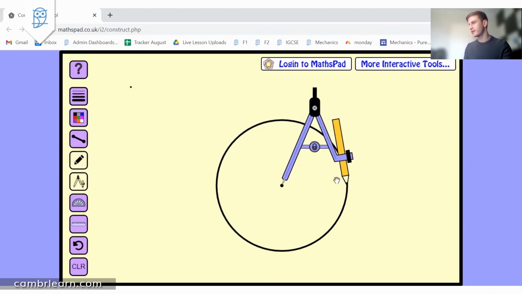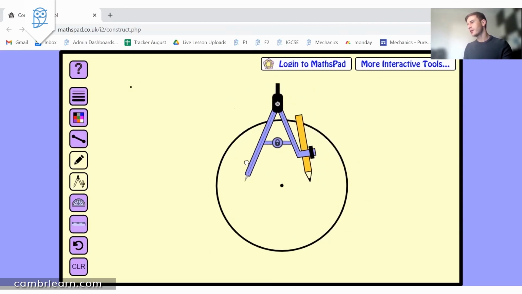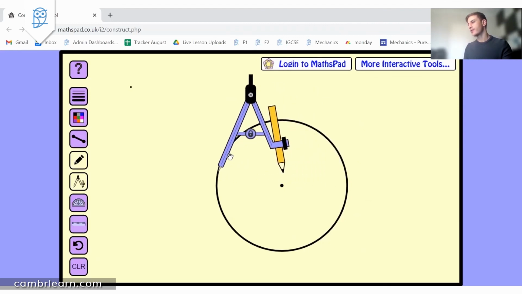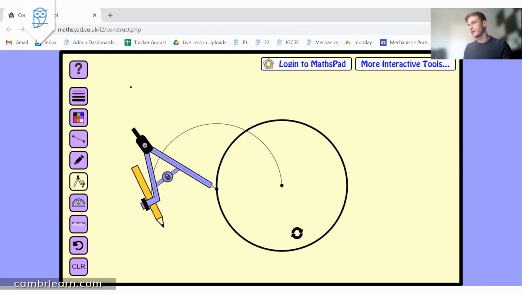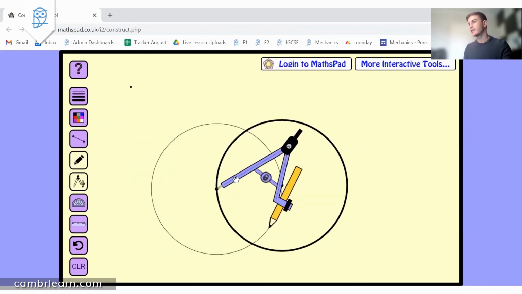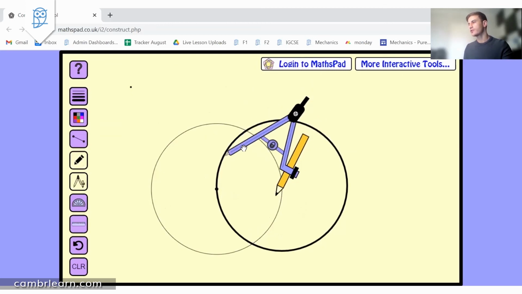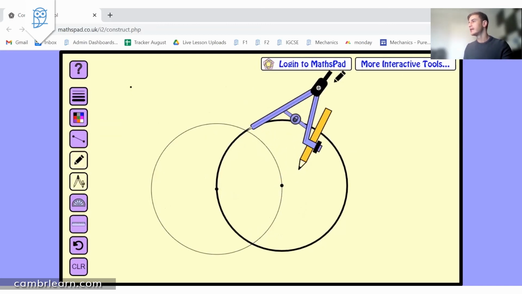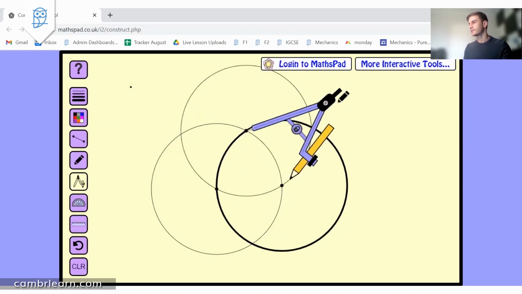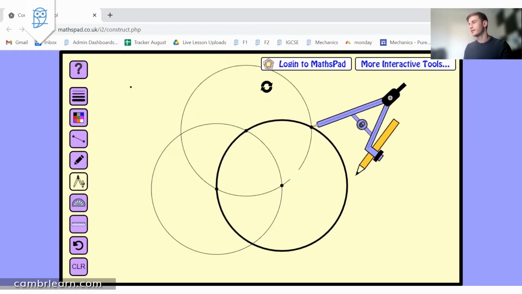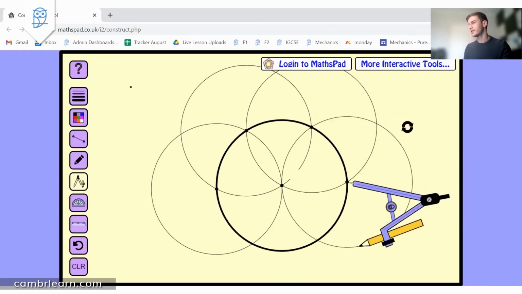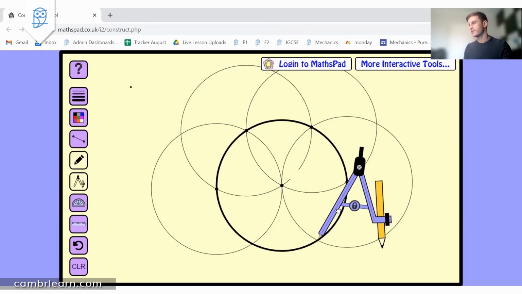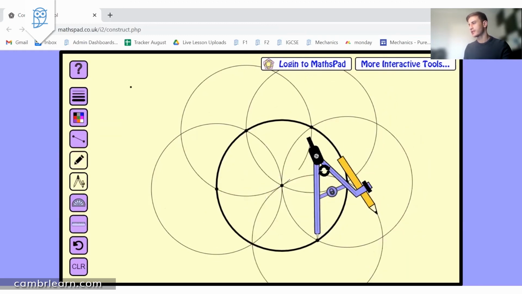We take this radius of the circle and then place the compass on the circumference of the circle. Then we make construction lines. So there's my first construction line. Then you go to the vertex where this new construction line cut the original circle, and make another construction line. You go to the next vertex, another construction line, and to the next one, and then to the final one.